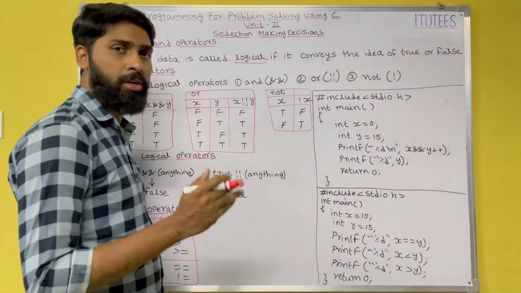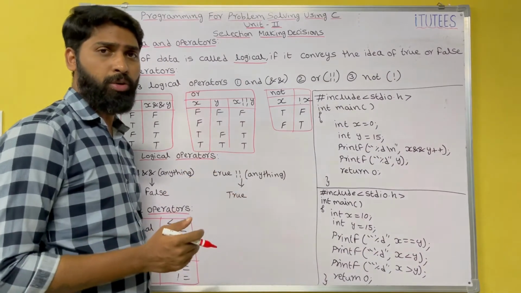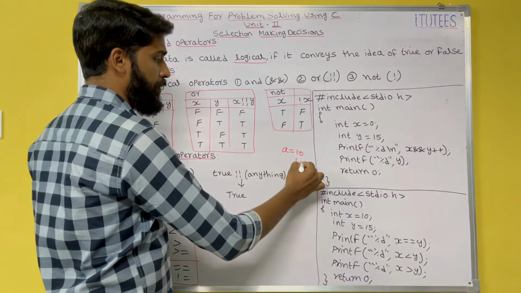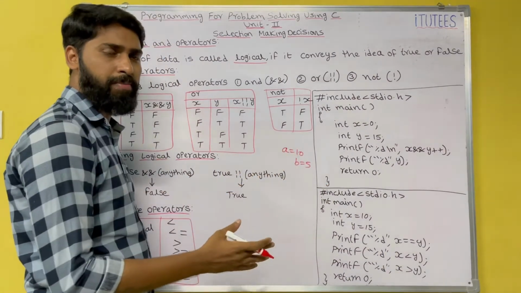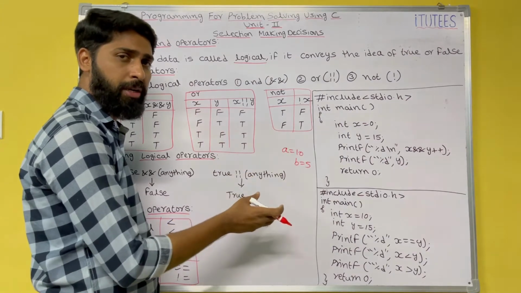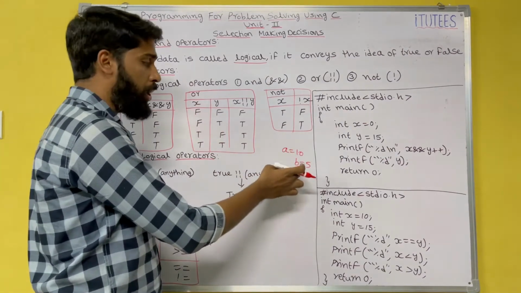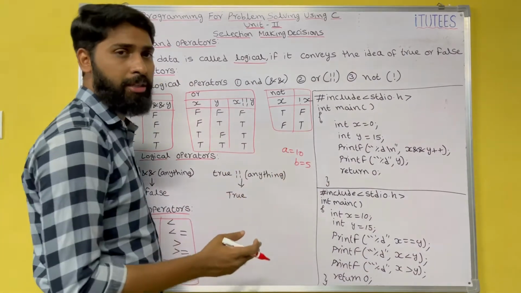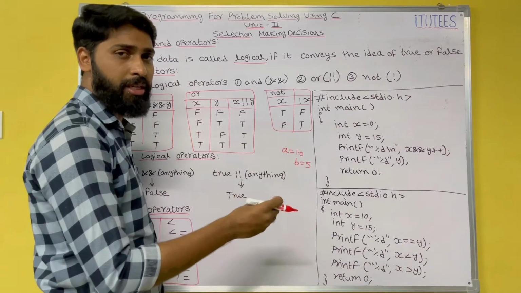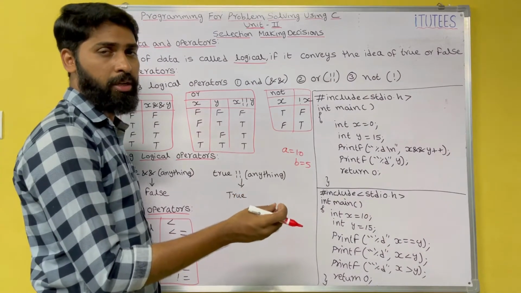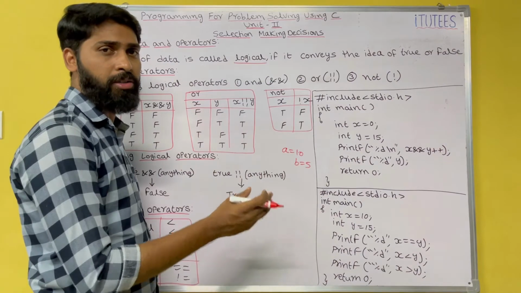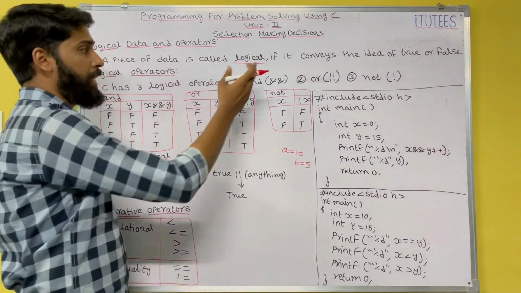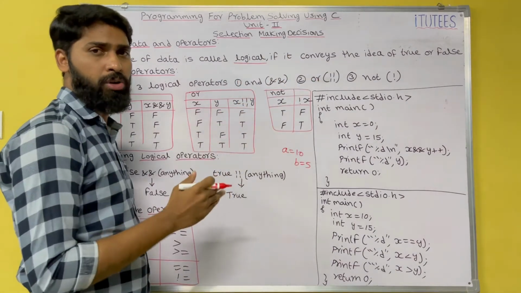For example, you are going to find the biggest of two numbers. For example, a equals 10 and b equals 5. Here you are going to write some program. At the end of the program, you are going to print either a is big or b is big. That means you are going to compare these two variables. So 10 greater than 5. Now the result is true or false. If it returns true or false, that data we call logical data. So what is logical data? If it conveys the idea of true or false.